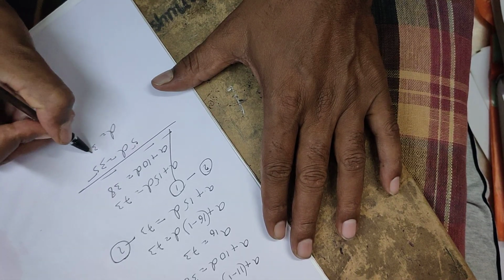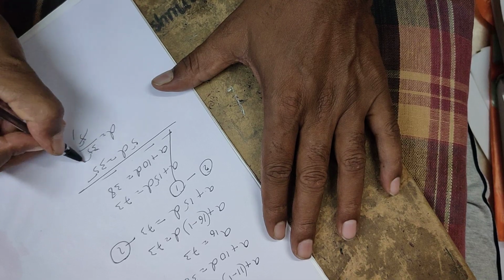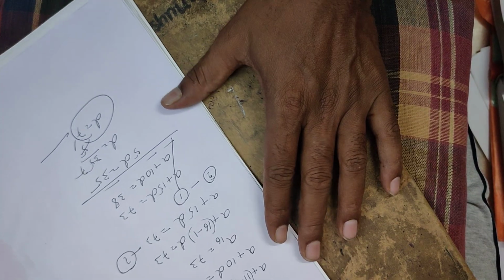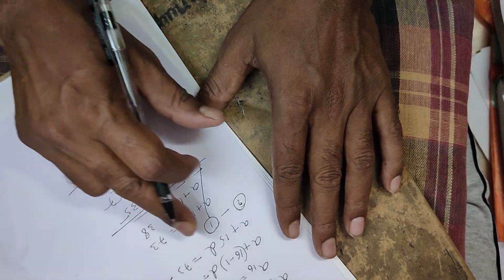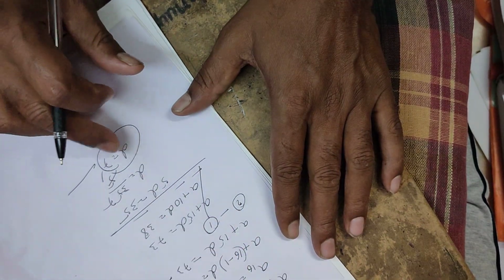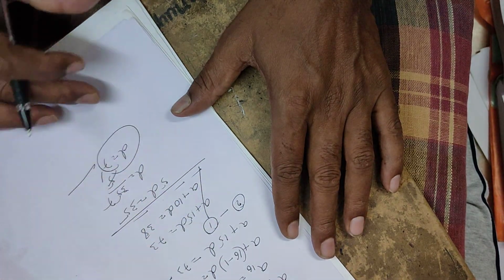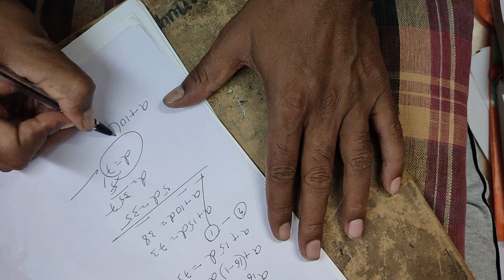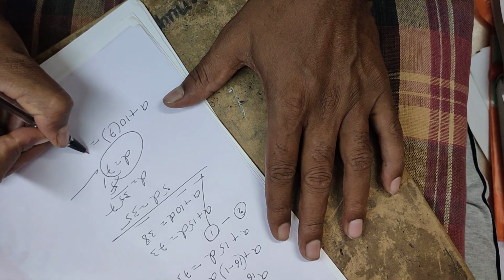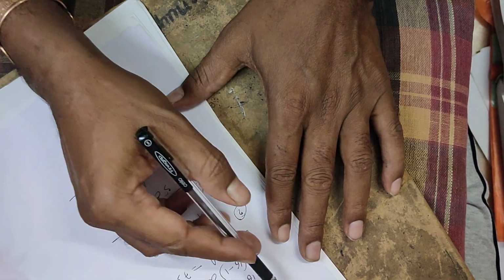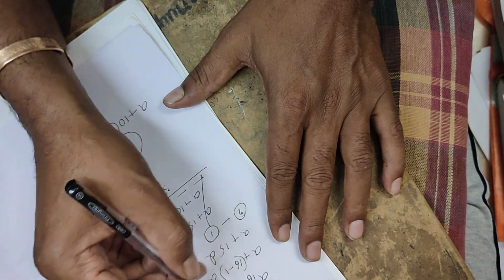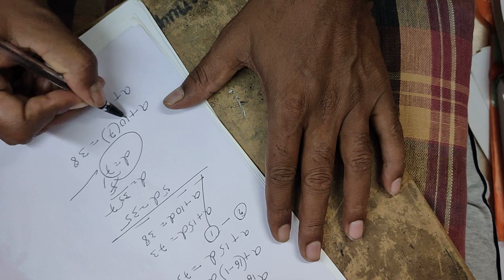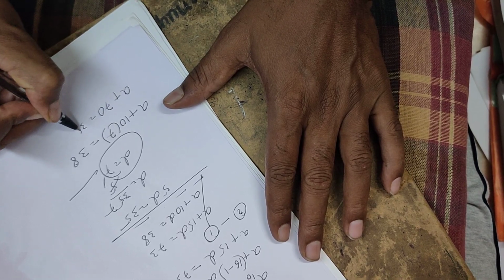d is equals to 35 by 5. 5 sevens are 35. So you are getting d is equals to 7. If you know the value of d, we can find out the value of a by substituting the d value in 1 or 2. So a plus 10 into d, meaning 7, is equals to 38, because A11 is equal to 38, given, in this equation number 1. In place of d I kept 7. 10 sevens are how much? 70. a plus 70 is equals to 38.